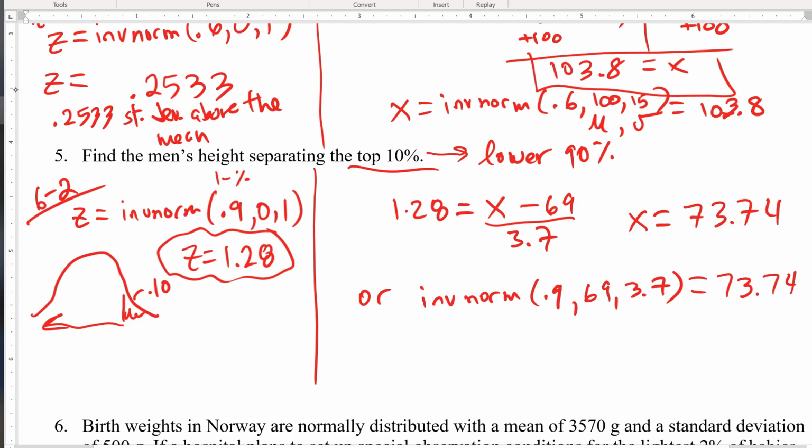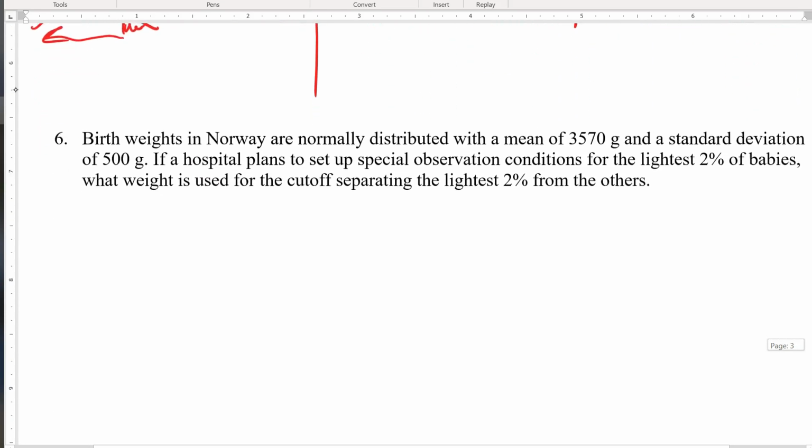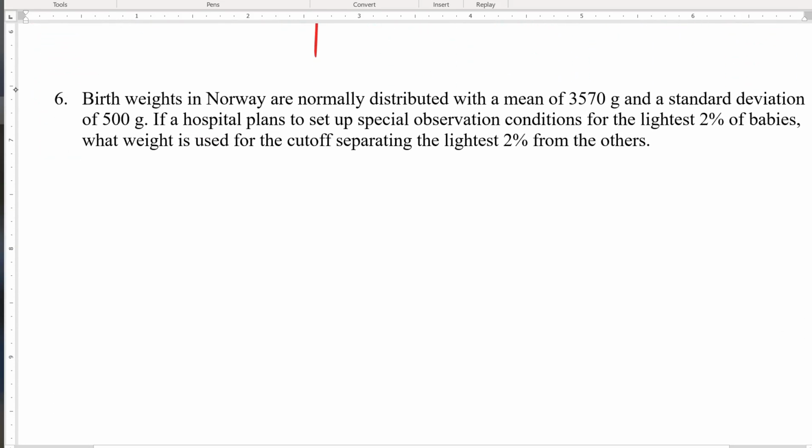And last but not least, birth weights in Norway, normally distributed with a mean of 3,570 grams. Keep in mind that's grams, we're not talking pounds, not big old fat babies, with a standard deviation of 500. If a hospital plans to set up a special observation for the lightest 2% of the babies, what weight should we use? At what weight do we bring that person in because they're going to be at high risk? They're the lightest 2%, right?